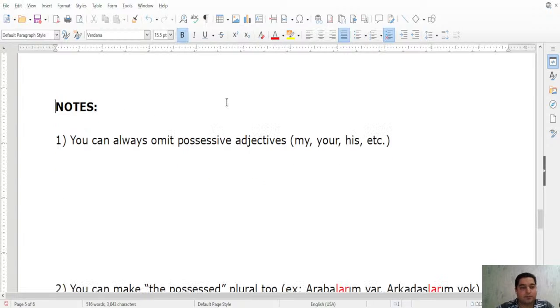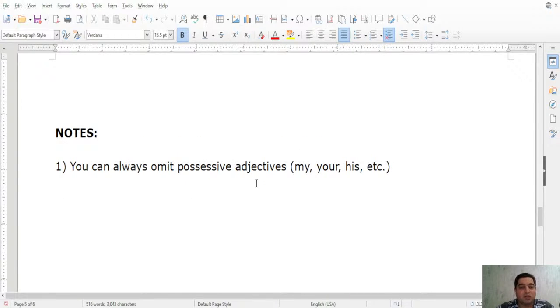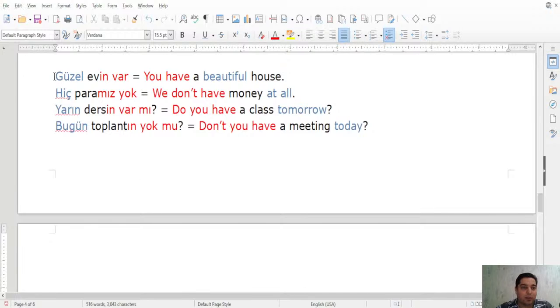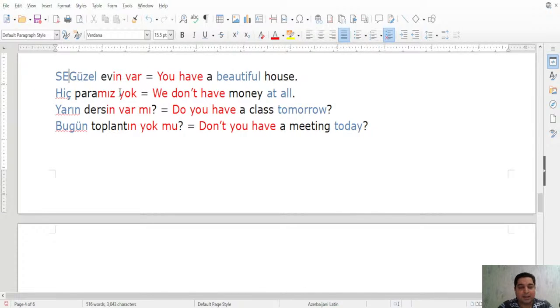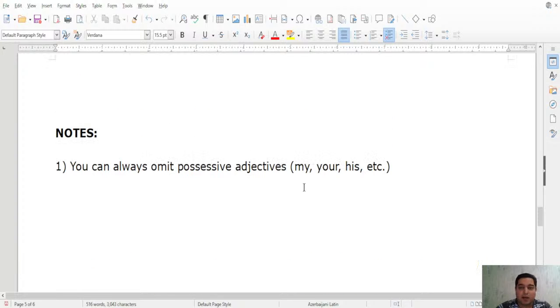The first note is, again, you can always omit possessive adjectives my, your, his in the possessive structure. So here you see güzel evin var mı? I already omitted what? Senin, right? Senin güzel evin var mı? I omitted this one deliberately because it's already implied from evin. Therefore, you can always omit this my, your in Turkish, but you can also specify it if you want to emphasize it, right? Senin güzel evin var. Onun yok. Senin var. So if you want to emphasize, you can add those my, your, his.